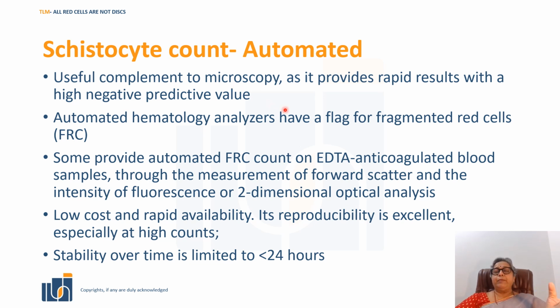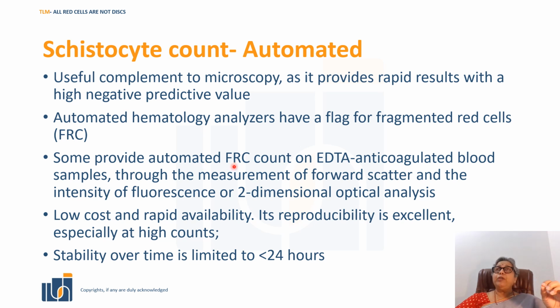It's a useful complement to microscopy as it provides rapid results with a high negative predictive value. So if there are no schistocytes, it's significant. Now, automated hematology analyzers, especially the more recent 5-part ones, have flags for fragmented red cells. Now, the question in your mind is how reliable are these flags? Because sometimes you get these flags even if there are macroplatelets, even if there are microspherocytes. So yes, it is not extremely reliable and one needs to evaluate these things in your own laboratory setting.